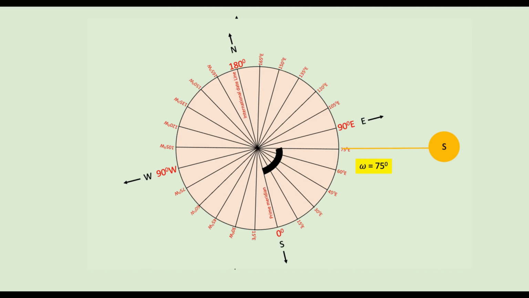Here the sun appears to be vertical to the longitude of 75 degrees east. Hence the angular displacement between the longitude where the sun appears to be vertical and the longitude of reference is 75 degrees, and this angle is called an R angle.